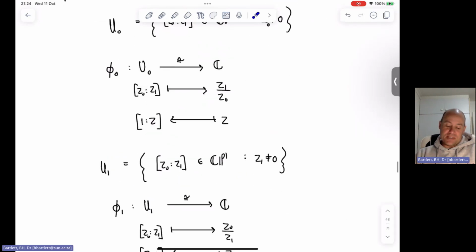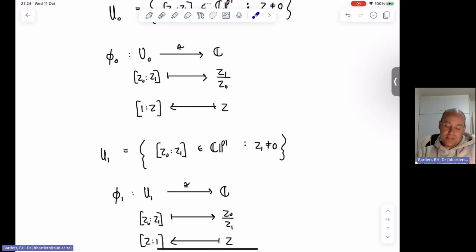Similarly, there's a bijection between the other chart and the complex numbers, where the other chart is where the second coordinate is non-zero, because then I can divide through by the second coordinate.